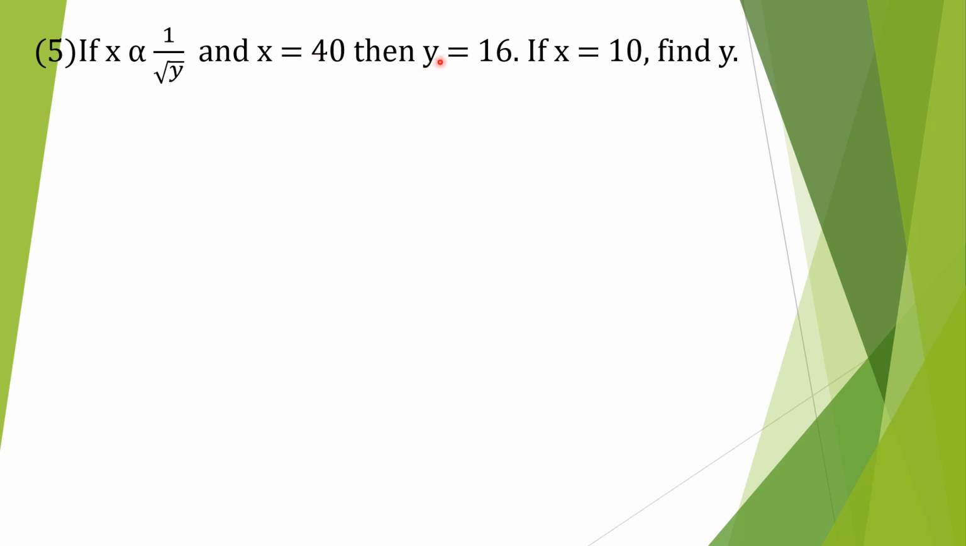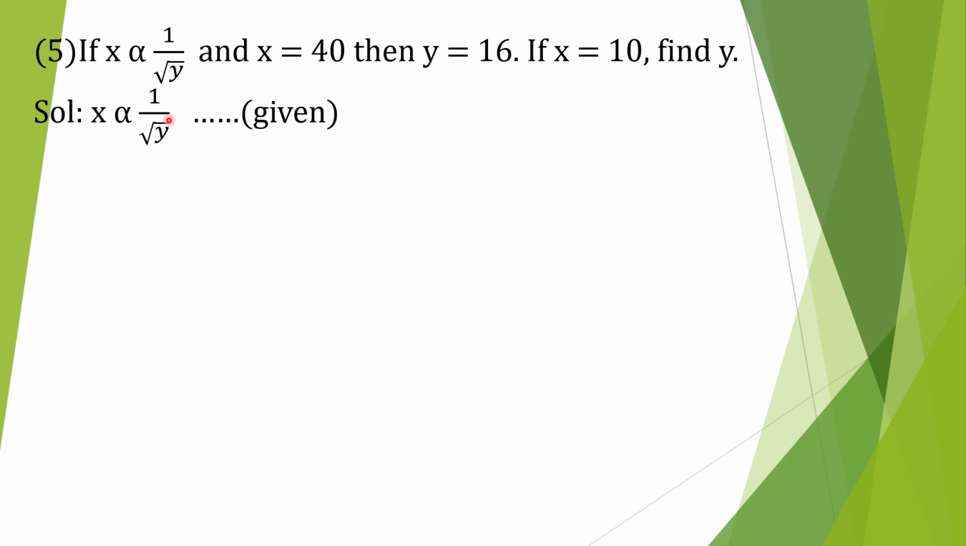Now by using this value, student, we can find the constant value. So the first part which is given, that is x equal to 40, then y is equal to 16. This is given for finding out the constant of variation, that is the value of k. Then after finding value of constant, we can use it and we can get the value of y when x equal to 10. So let's start with the solution.